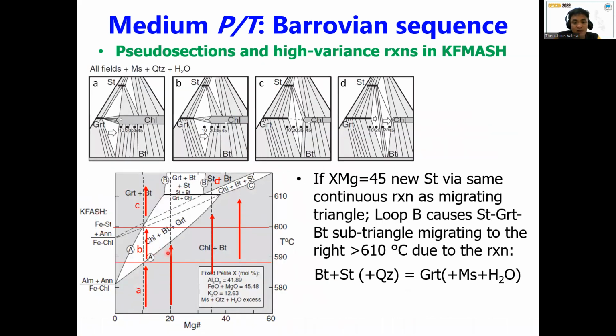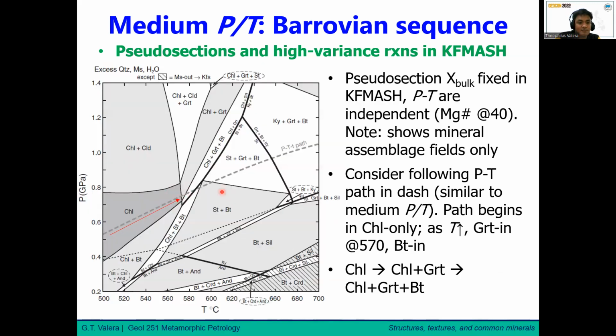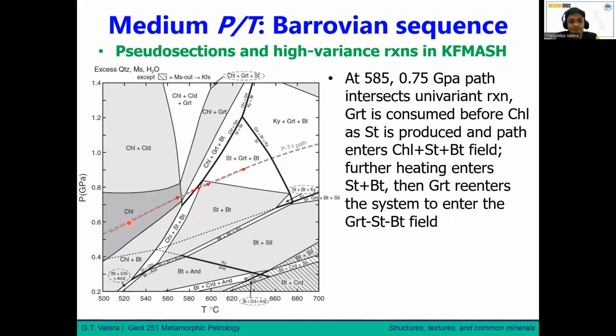For example, this is bulk XMG 40. So for 40, that is the sequence. Chlorite first. Well, the chlorite only field isn't shown here. But here, chlorite biotite, staurolite. It should be here if it's 40. Okay. At 585, 0.75 GPa, the path intersects a univariant reaction. Garnet is consumed before chlorite as staurolite is produced, and the path enters the chlorite staurolite biotite field. Here, it just crosses.